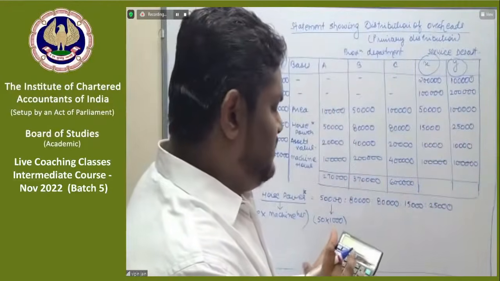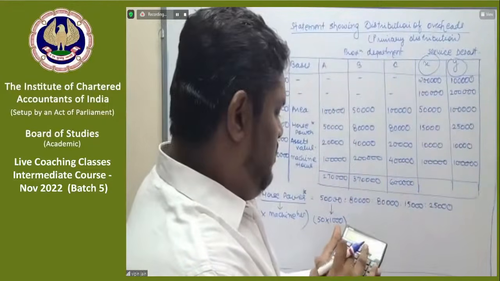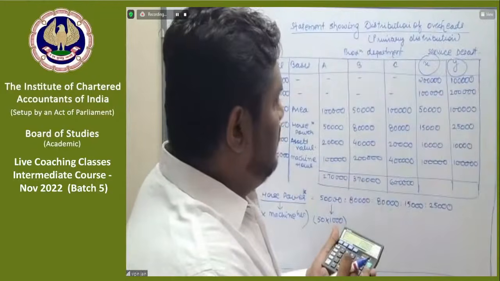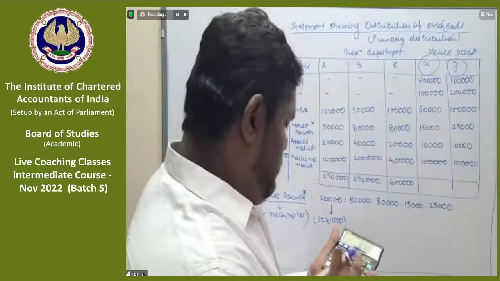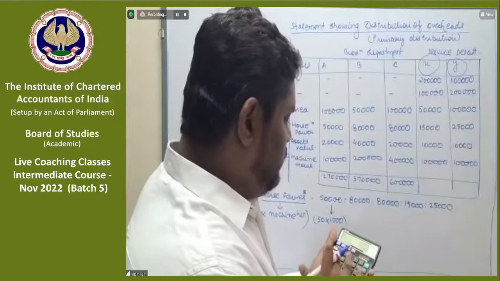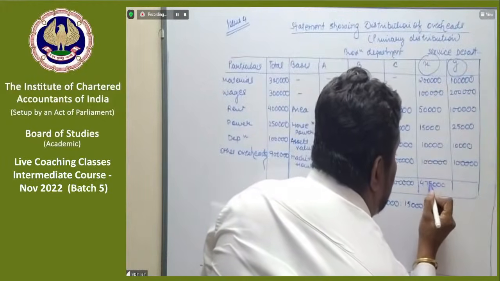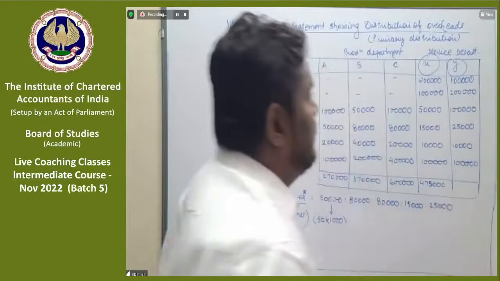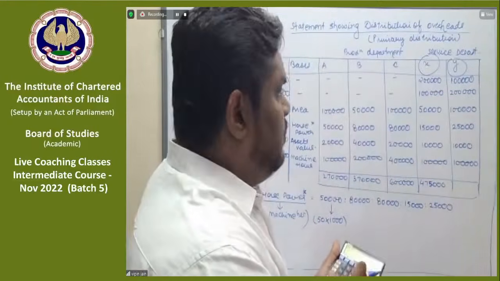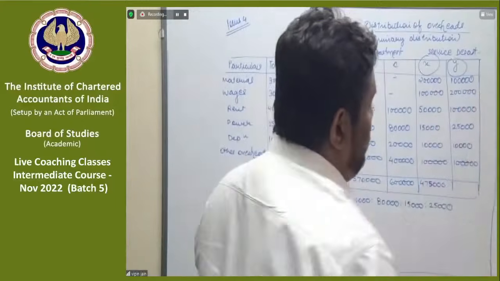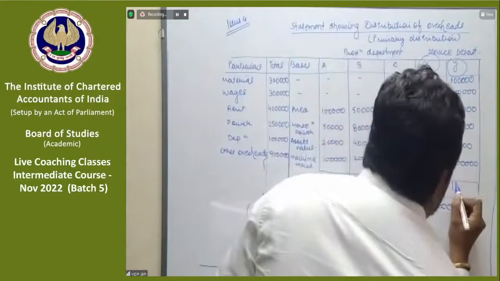So the total for service department will be 3 lakh plus 50,000 plus 15,000 plus 10,000 plus 1 lakh. So this will be 4 lakh 75,000. 3 lakh, 2 plus 1, 3, 3 plus 1, 4, 4 plus 1, 5, 5 lakh 35,000.